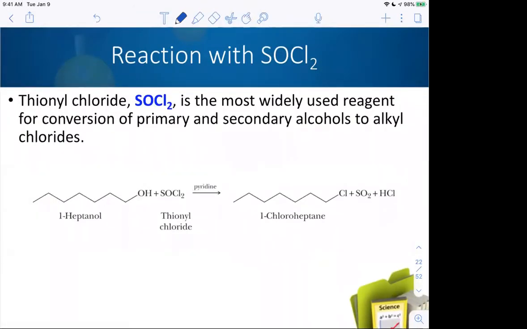All right, this is a new reaction with a new reagent. This SOCl2 is called thionyl chloride. It kind of looks like this.